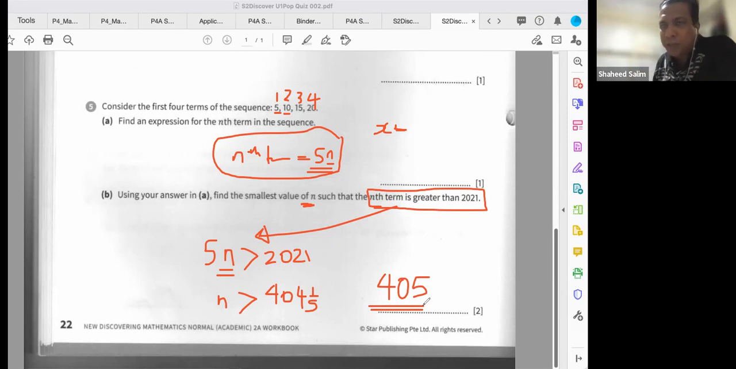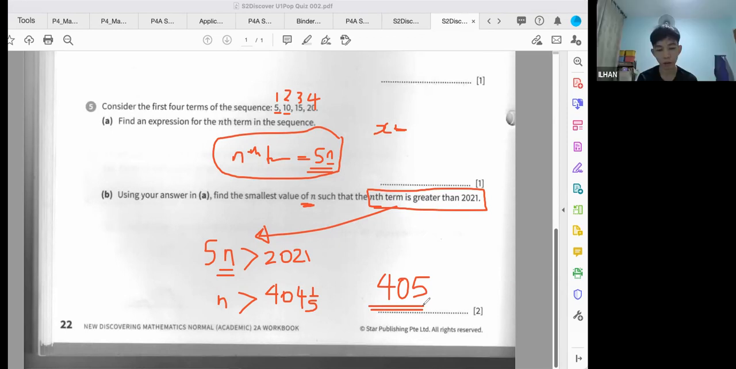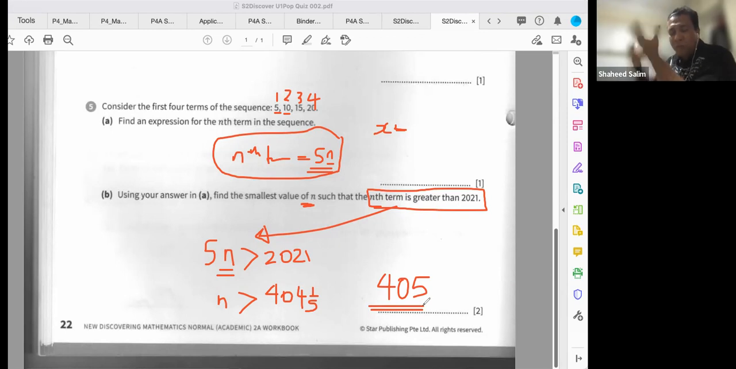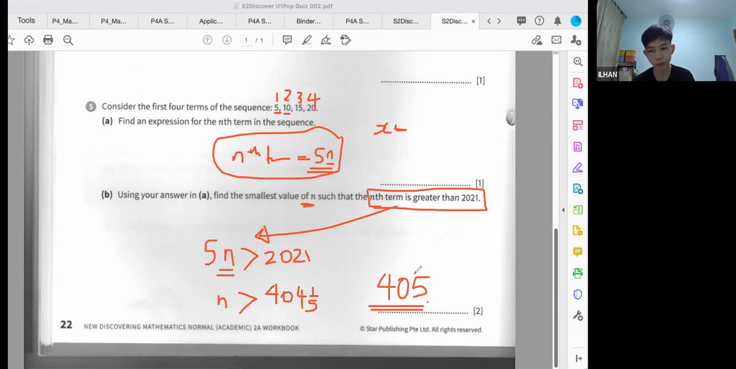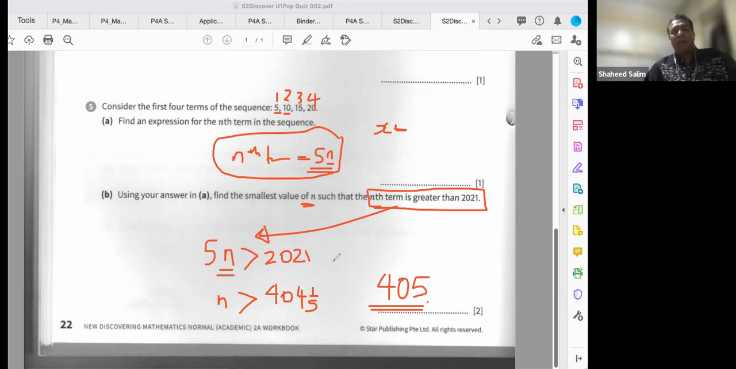What's your biggest possible answer? There's none, right? A million, zillion, billion. So that's why they ask you for the smallest possible number. If they ask you for the biggest possible number, there's not going to be any end to it. So this is the 405th number.